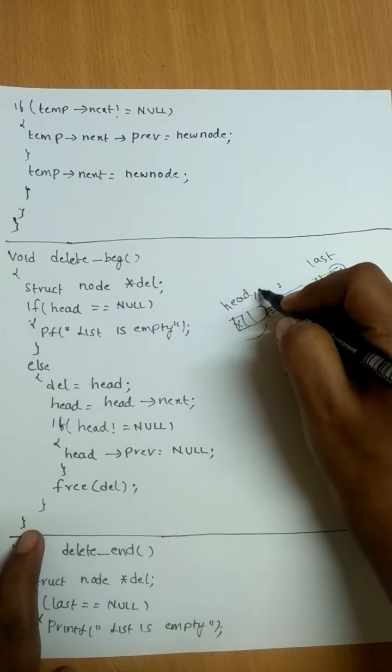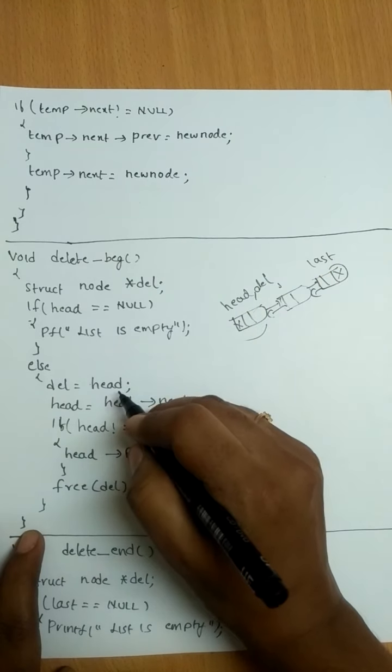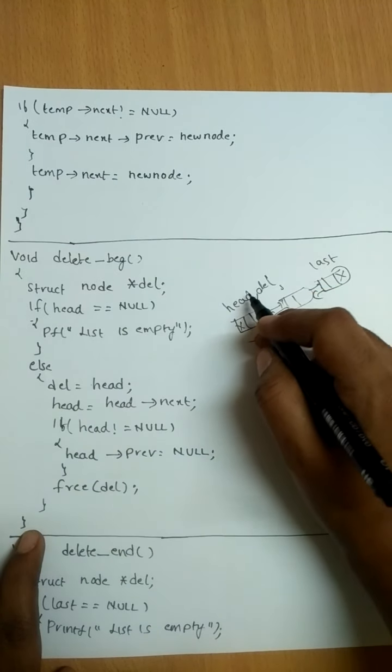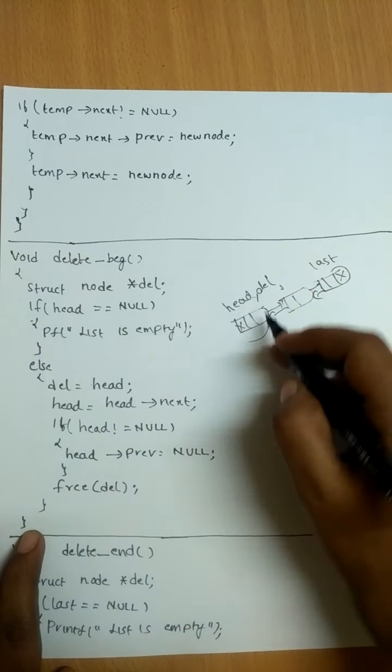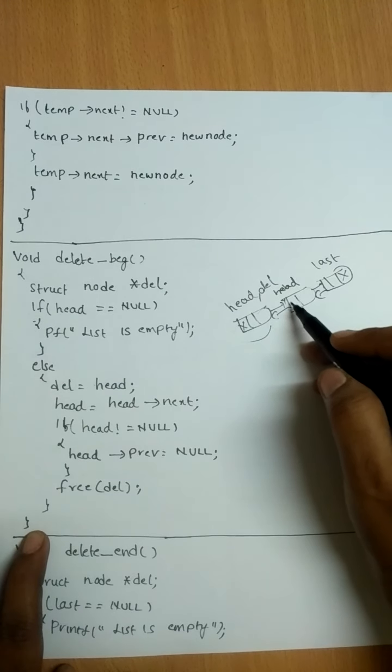If head is null, it means our list is empty; otherwise some nodes are there in our list. Assign delete to the head node address, which means head and delete are both pointing to the same node. Now move head to head next, because after deleting this node the next node will become the head node. Move head to head of next and check head for not null.